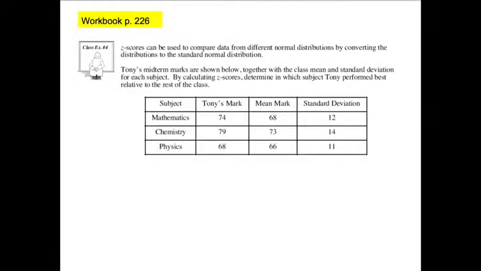Z-scores can be used to compare data from different normal distributions by converting distributions to the standard normal distribution. Alright, so we've got Tony's midterm marks together with the class mean and the standard deviation. What we want to find out is, compared to the class, which test did Tony do best in?